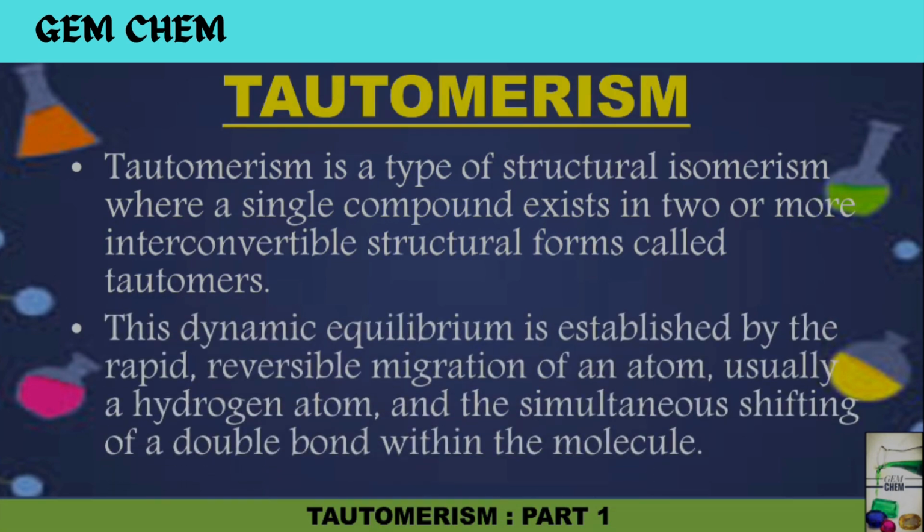So this dynamic equilibrium is established generally by rapid reversible migration of an atom, usually a hydrogen atom, and the simultaneous shifting of a double bond within the molecule. So today we are going to deal with Keto Enol Tautomerism in more detail. So here we can see that there is a shifting of a proton. It is a proton that shifts from one atom to another. The formation changes due to this proton shift.